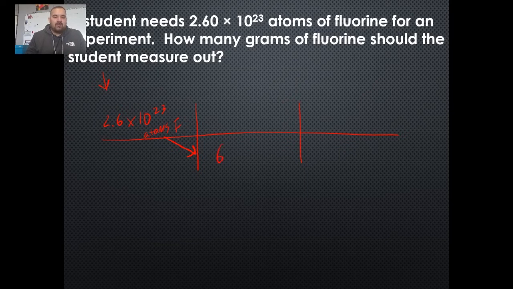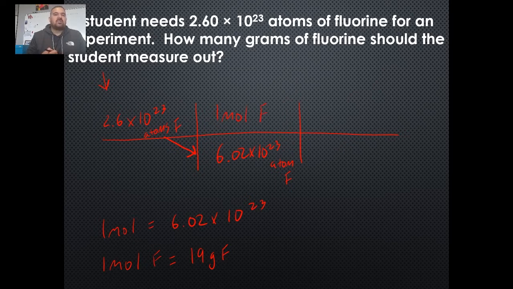So the conversions that we're going to use for this one are 1 mole is equal to 6.02 times 10 to the 23rd, and the other one is going to be 1 mole of fluorine is equal to 19 grams. So our first box is going to be this one right here. We're going to put 6.02 times 10 to the 23rd atoms of fluorine, and that's equal to 1 mole of fluorine.